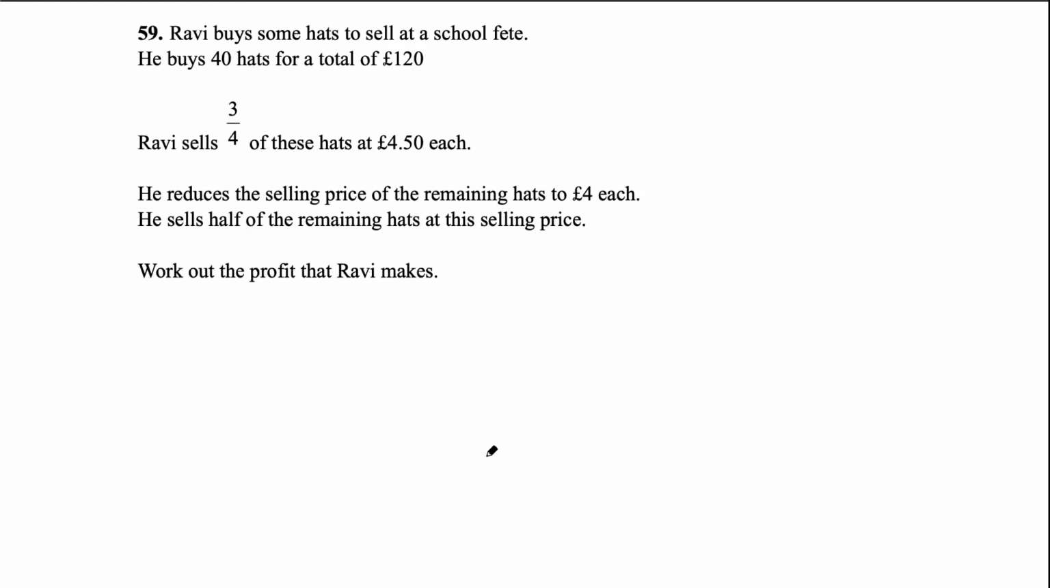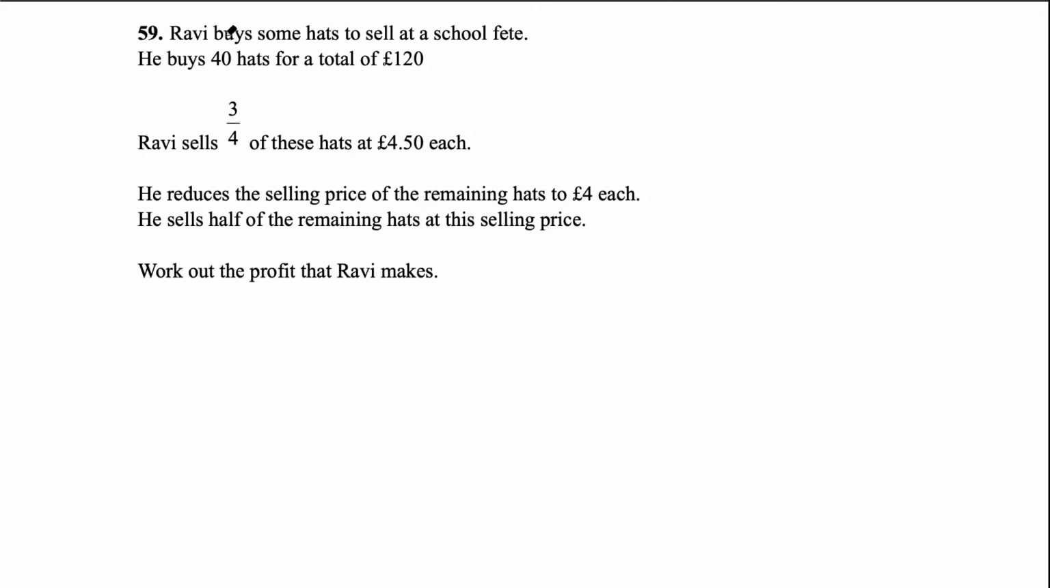Question 59 says Ravi buys some hats to sell at a school fete. He buys 40 hats for a total of £120. Ravi sells 3/4 of these hats at £4.50 each. He reduces the selling price of the remaining hats to £4 each. He sells half of the remaining hats at this selling price. Work out the profit that Ravi makes.